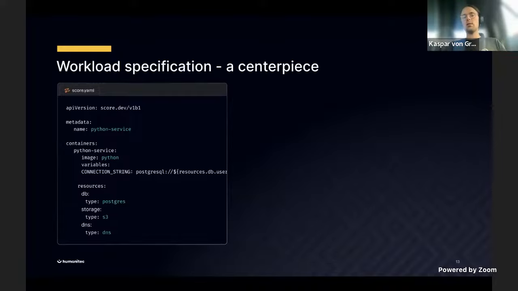And this is such a file. It sits next to your service workload. It says, hey, my name is Python service. I have a resource dependency on a database of type Postgres, storage of type S3, DNS of type DNS. And we're not saying that particular SQL instance or whatever. No, we're just saying in general, I need a Postgres, right? And then as a developer, if I want to run this locally, I do score compose and it will convert into Docker compose.